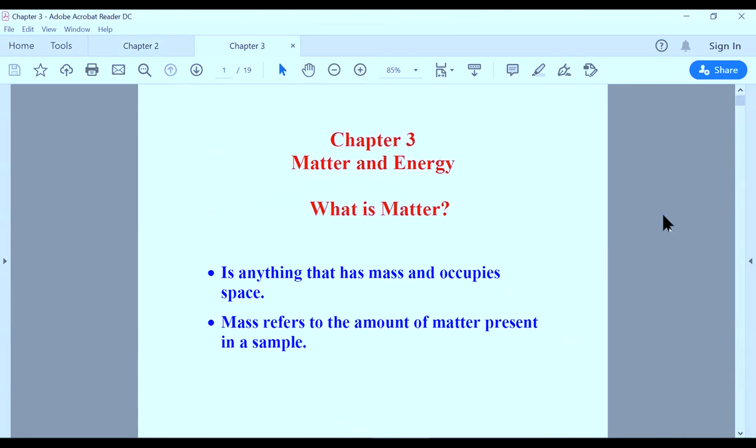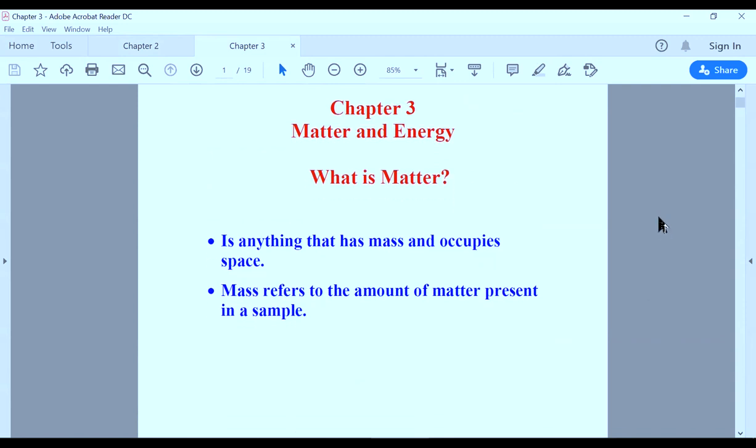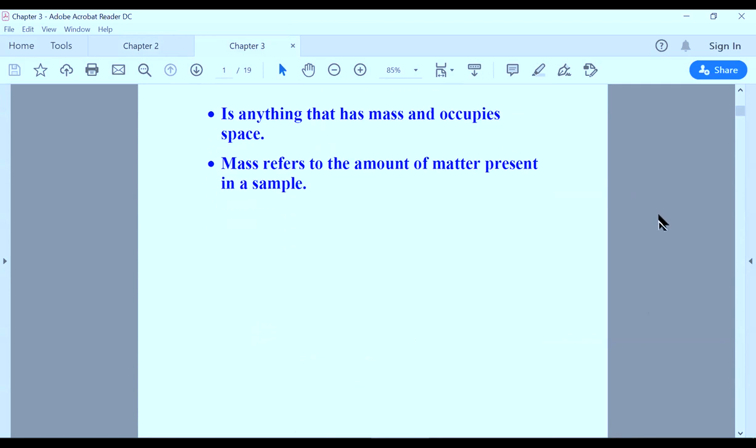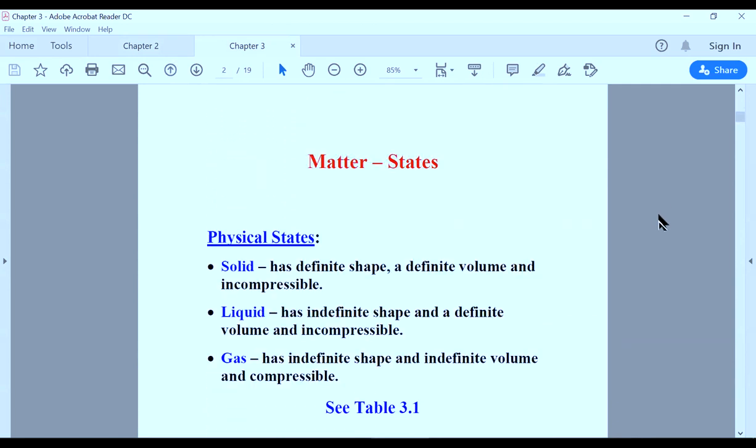All right, let's talk about chapter three. Chapter three starts out talking about what matter is. Matter is anything that has mass, meaning how much it weighs, and occupies space. Mass refers to amount. I'll never ask on a test what matter is, but it's good to know what matter is because that's what chemistry is the study of.